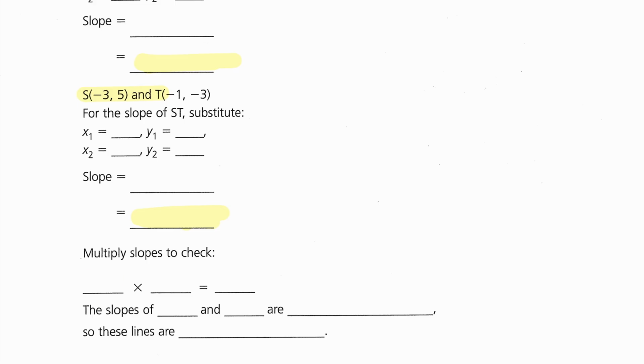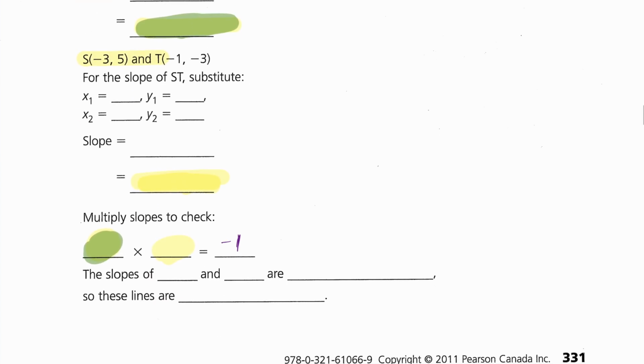Now you have to multiply these two slopes. And if you are getting negative 1, then you can say the slopes of QR and ST are negative reciprocals. So the lines are perpendicular if you are getting negative 1. If you are not getting negative 1, there must be some mistakes, so you have to recheck it again.